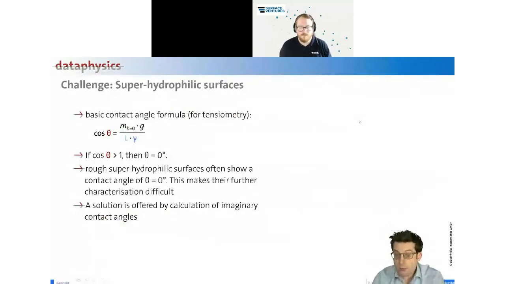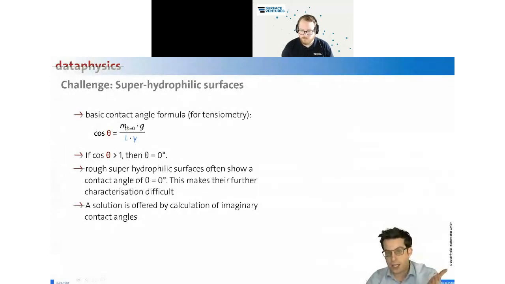Good, but now we have a very big challenge, because you can imagine the weight of the lamella here. It can be quite high if you have a very hydrophilic material where the water easily crawls up. Then the term on the right side can be bigger than 1. But the cosine is defined in a way that it cannot be bigger than 1 if you are using normal numbers. So whenever you have a very high mass of the lamella, you would always get the result 0 from this equation if you work only with real numbers.